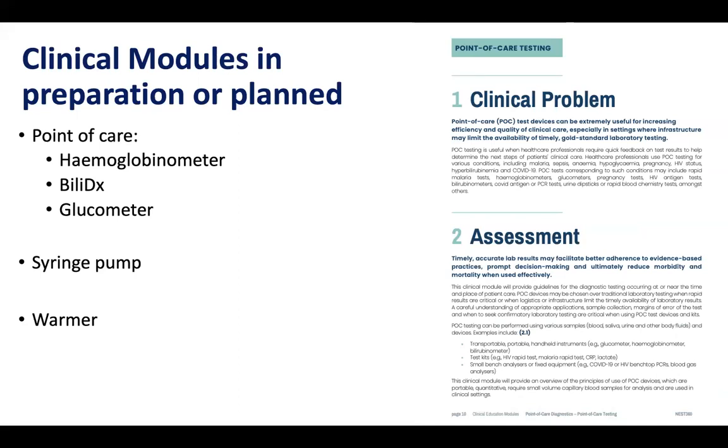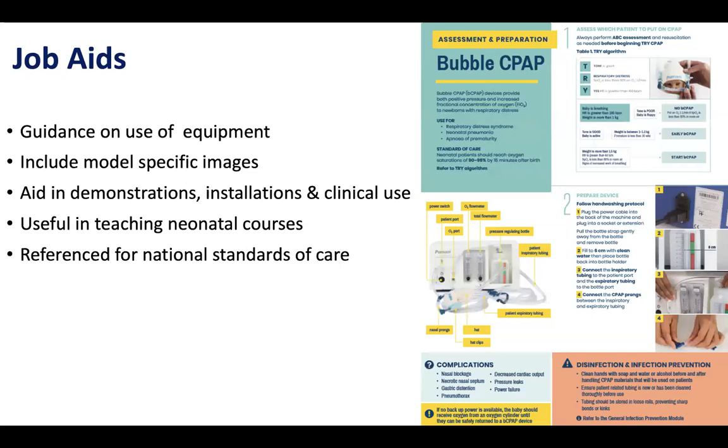Whilst there are 8 available online at this time, we are still continuing to work in terms of developing educational content. At this point in time, we are in the process of finalizing several new modules. The point of care module is almost ready for dissemination, and that now includes new devices such as the hemoglobinometer and the BILI-DX, which is a NEST-specific device. We are also working on the syringe pump module as well, and there will be more devices coming after that. Next slide, please.